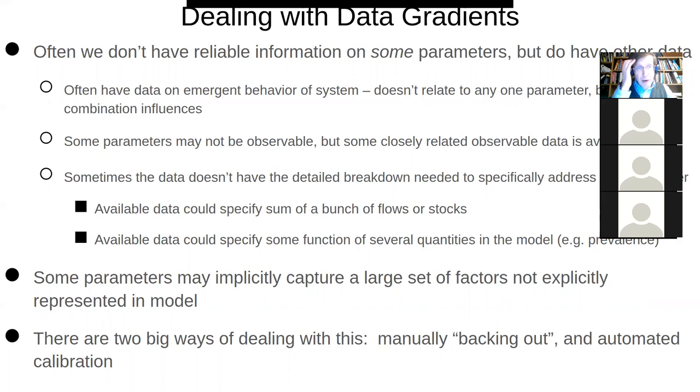Now, it's very common that we don't have reliable information that can directly give us the value of a parameter, but we have other data. What we've just looked at, calculating the basic reproductive number from empirical data, is an example of it. We don't have data that will hand us the basic reproductive number on a silver platter, as it were. But we have data that we can relate to the basic reproductive number if we could only estimate other parameters.